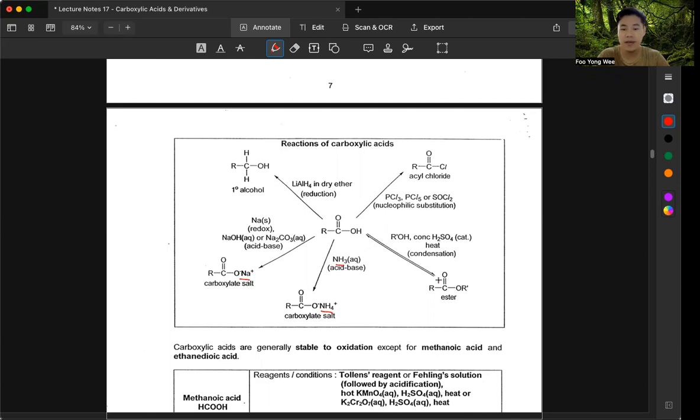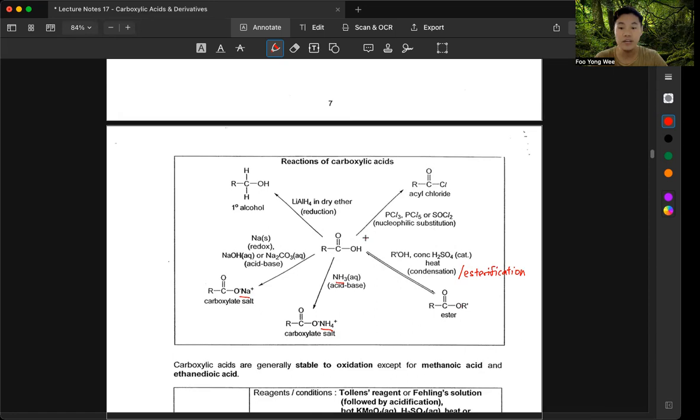And the formation of ester is a reversible reaction, as we have learned that the yield of ester is low. The conditions are using concentrated sulfuric acid as a catalyst, and of course alcohol to react with the acid. This is a condensation reaction, or we can call it esterification as well. Condensation because during the reaction, a small molecule like water is formed.